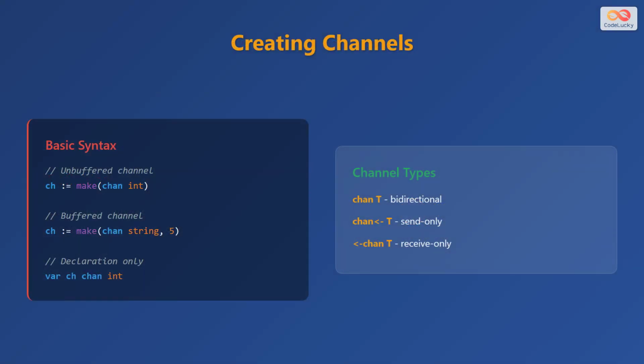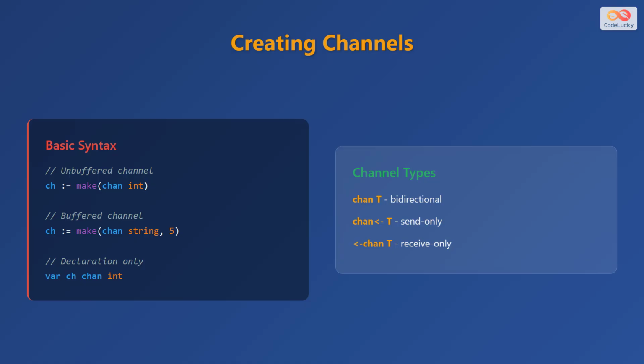Now let's explore how to create channels in Go. Here is the basic syntax for creating channels. To create an unbuffered channel, you would use the make function followed by the keyword chan and the type of data the channel will carry, such as int. For example, ch := make(chan int).